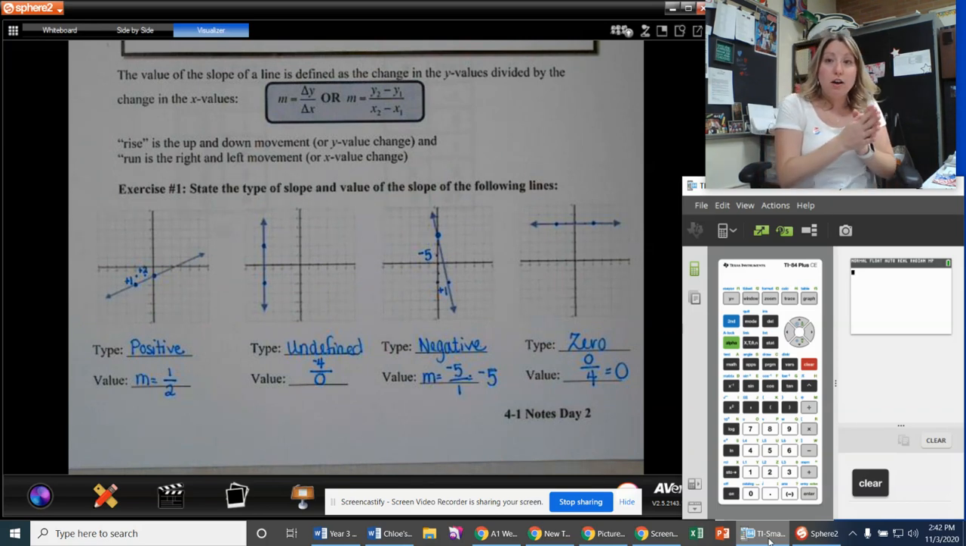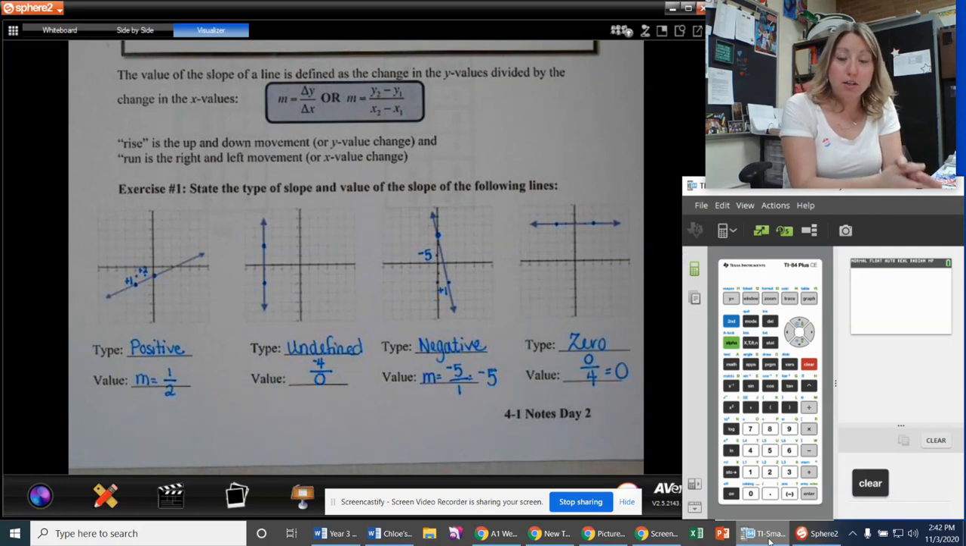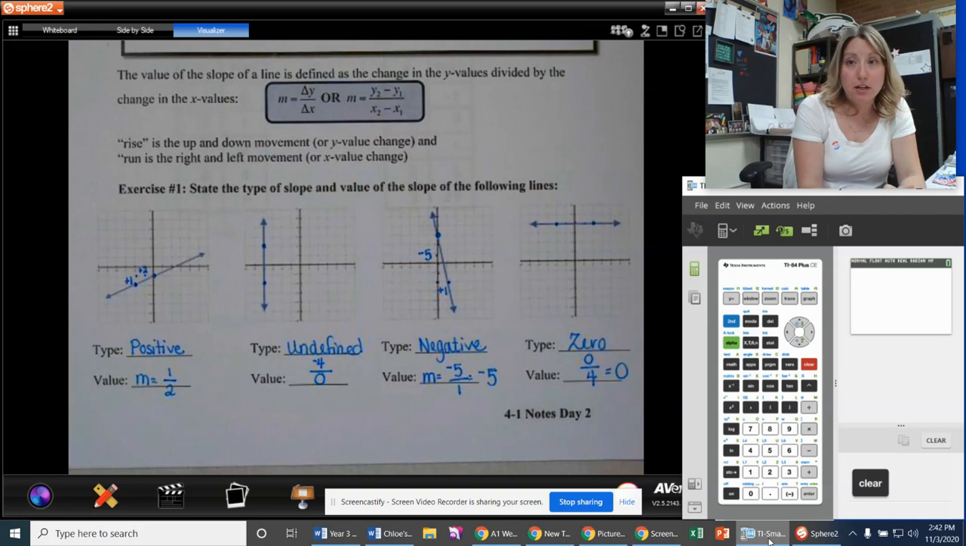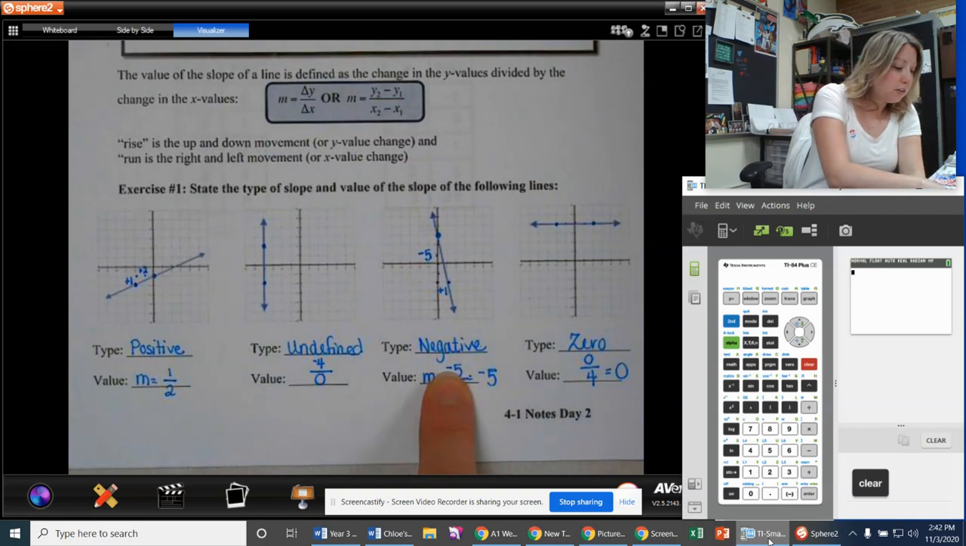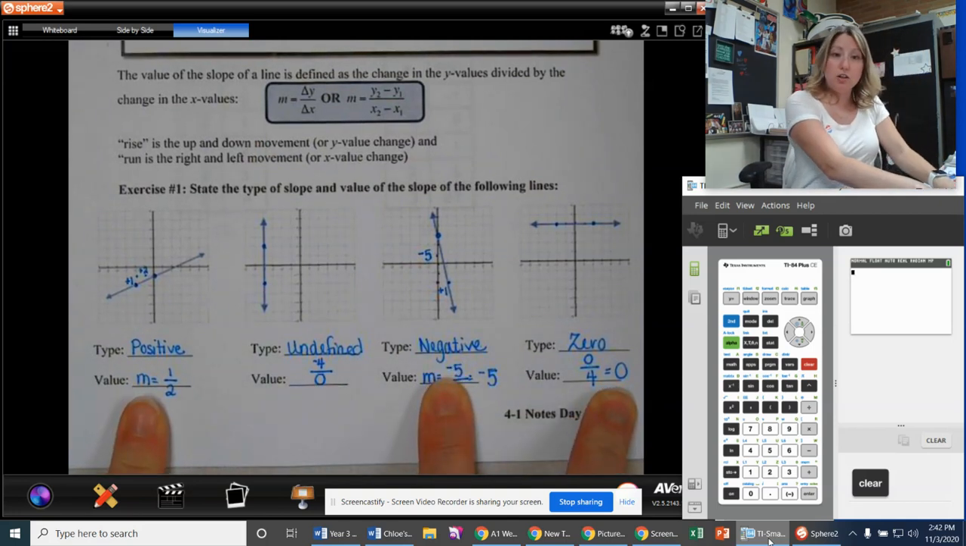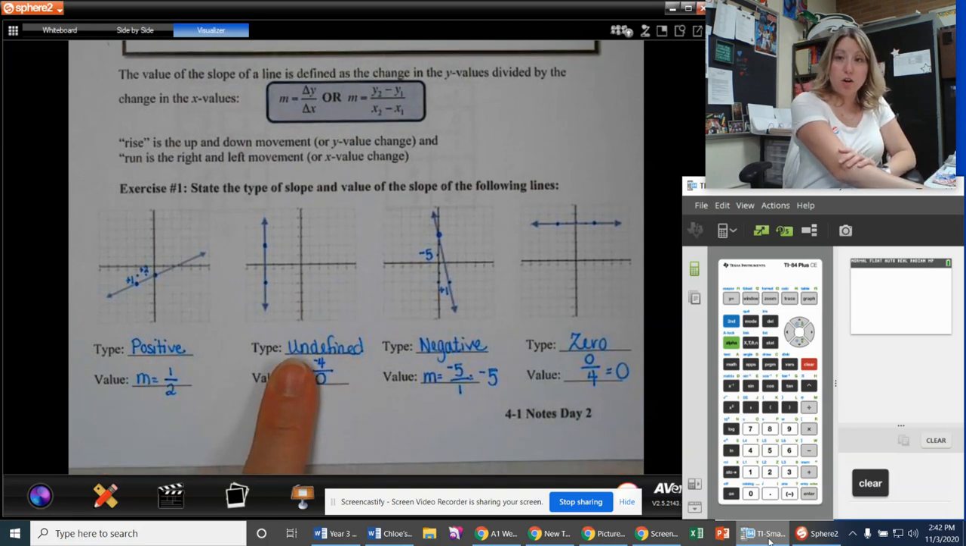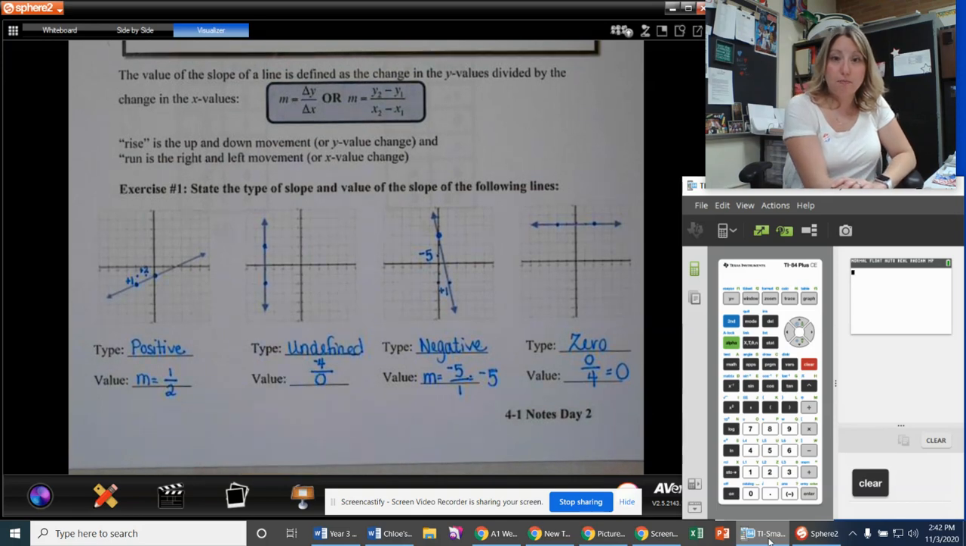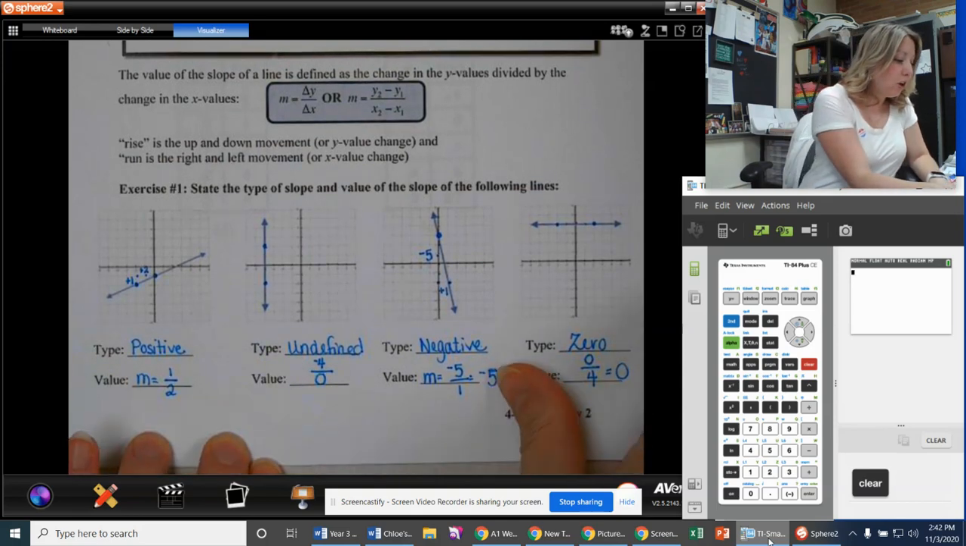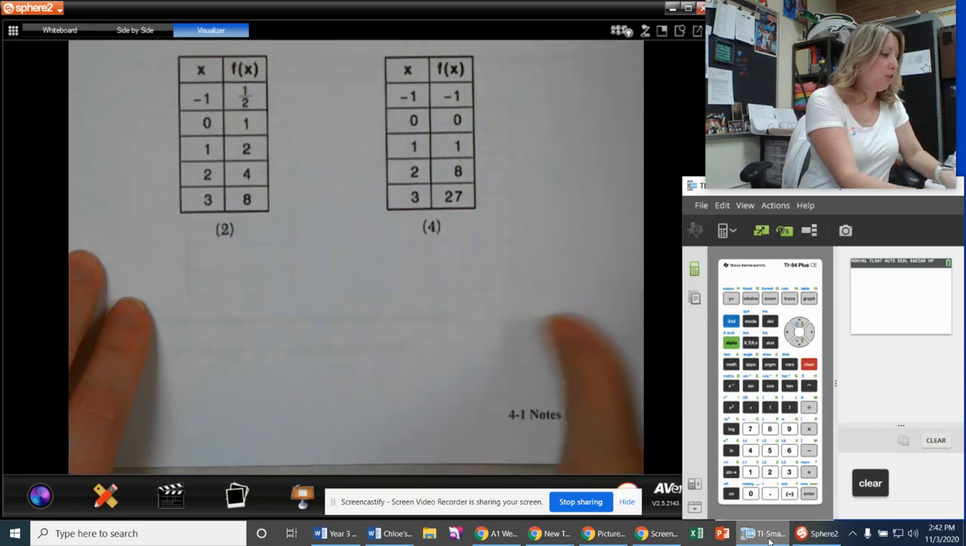A function only depends on the x value not being repeated. Y values can be repeated on a function. So this, this, and this are all linear functions. This is just a line, and this is a vertical line. It is not a function because it has a repeated x value. Okay, that's all review stuff, but again, just wanted to make sure you know.